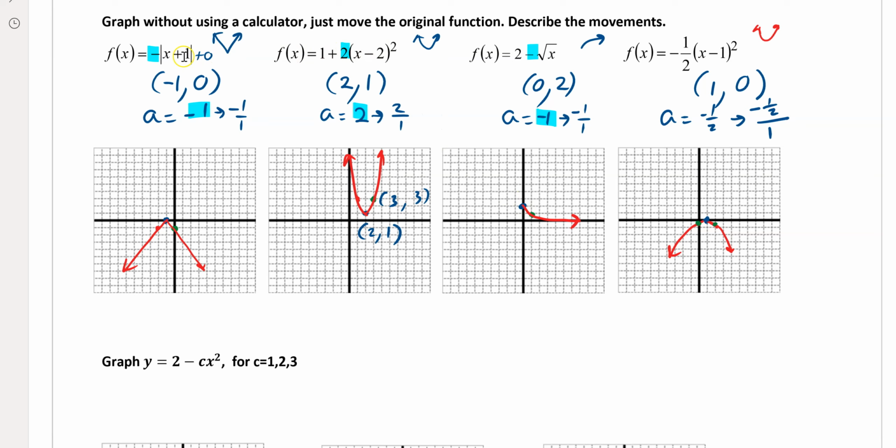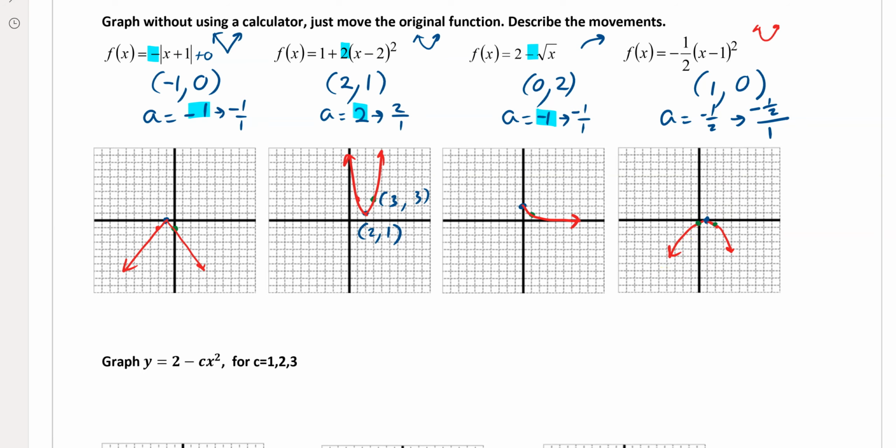So again, it's -1, 0. That's our starting point. And then you use -1, down 1 over 1. Here it was up 2 over 1. Here was a -1 again, so down 1 over 1. And here's the -1/2, so down a half over 1. And that will give us those other 2 points.